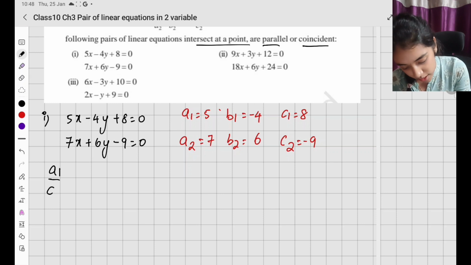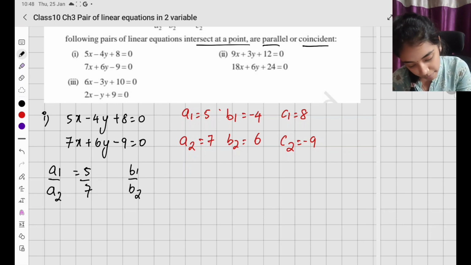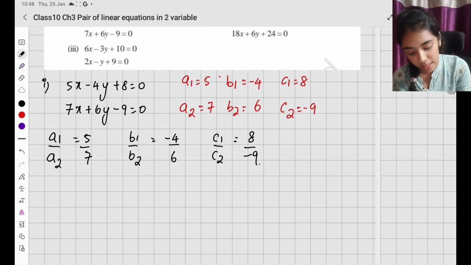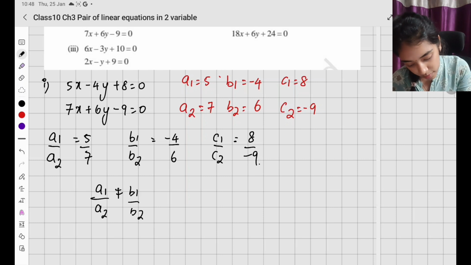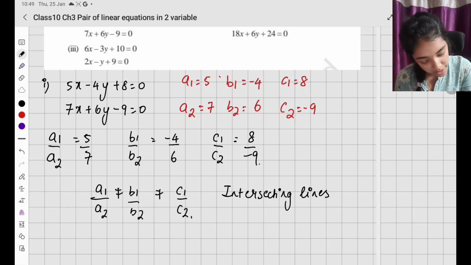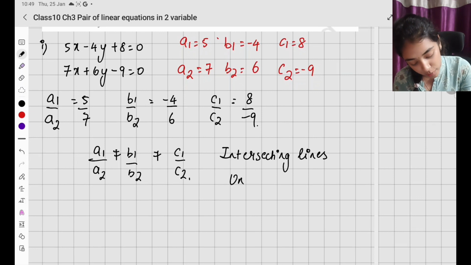So, இப்போ A1 by A2 equals 5 divided by 7. B1 by B2 equals minus 4 divided by 6. And C1 by C2 equals 8 divided by minus 9. ஏதாவது ஈக்குவலா இருக்கா? எதுவுமே ஈக்குவல் கிடையாது. So, you have A1 by A2 not equal to B1 by B2 not equal to C1 by C2. So, they are going to be intersecting lines. Intersecting lines க்கு தான் எதுவுமே ஈக்குவல் கிடையாது.